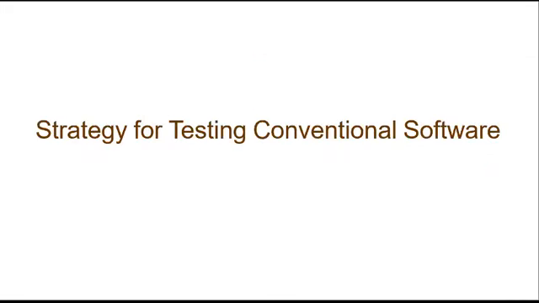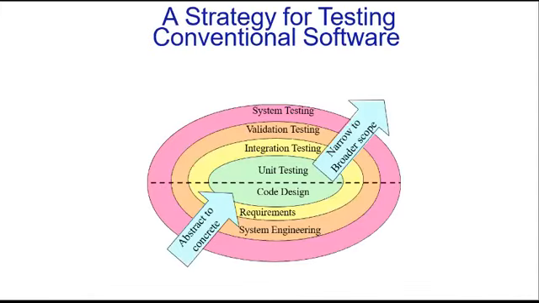The next is a strategy for testing conventional software. Now, there is a diagram that represents the conventional software strategies. You're going to begin abstract to concrete and then narrow to a broader scope. The different testings are system testing, validation testing, integration testing, unit testing, code testing. This is all your types of testing. The first phase begins at the system engineering, then getting all the requirements, then making the code.